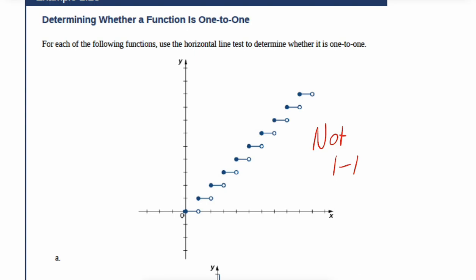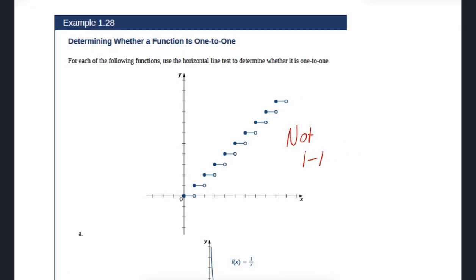Okay, so it's not one-to-one. So we couldn't find an inverse of that. It's impossible to find an inverse of that. Okay.